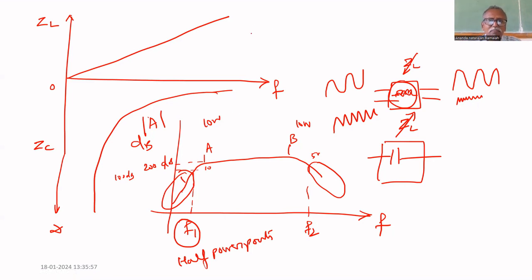So, a signal may consist of many frequencies. You might have studied Fourier series. What is Fourier series? Any signal can be written in terms of an infinite number of sinusoidal signals. Suppose I have a signal like this. This can be converted into a sum of sinusoidal signals.